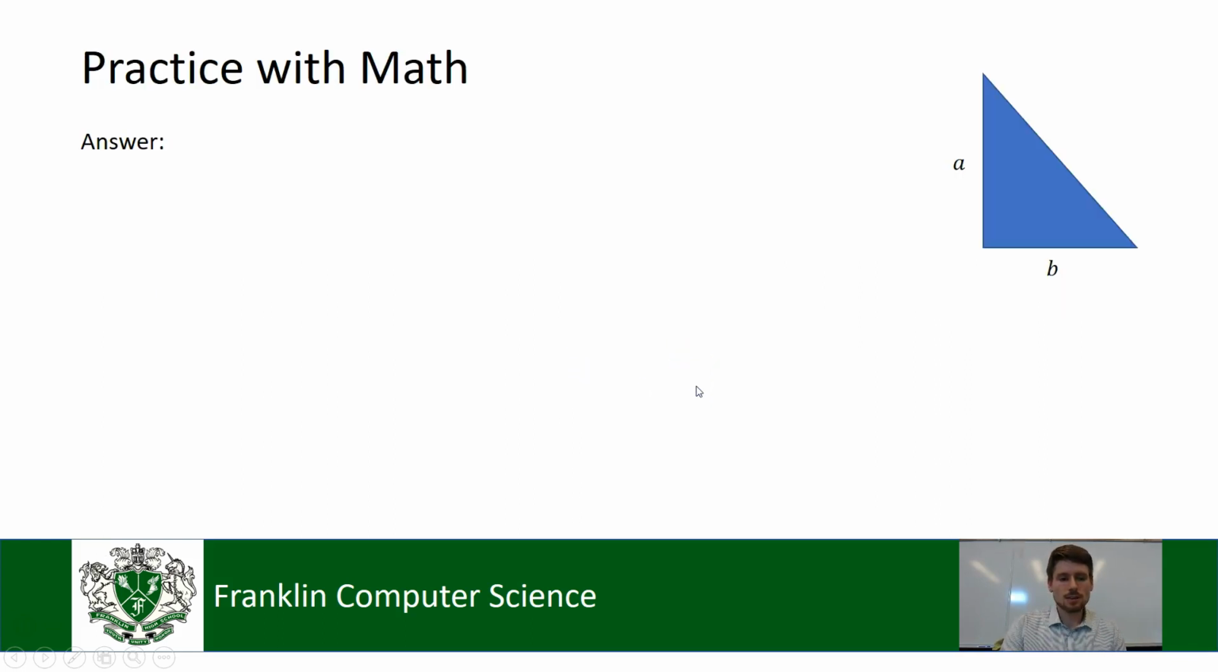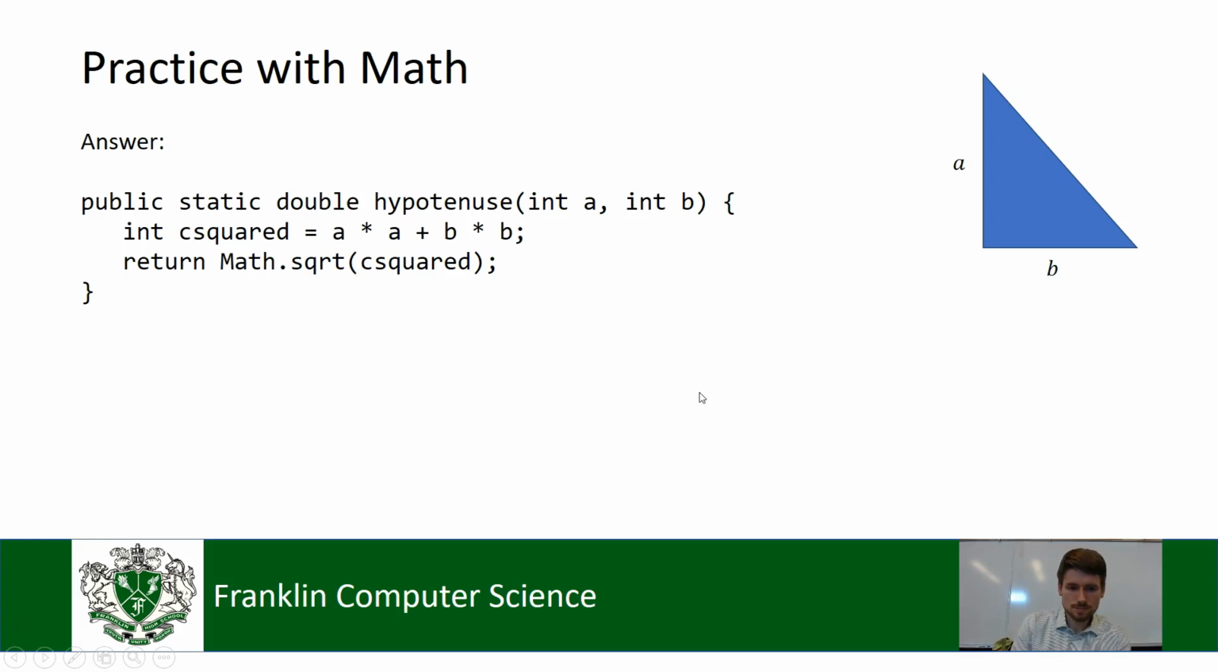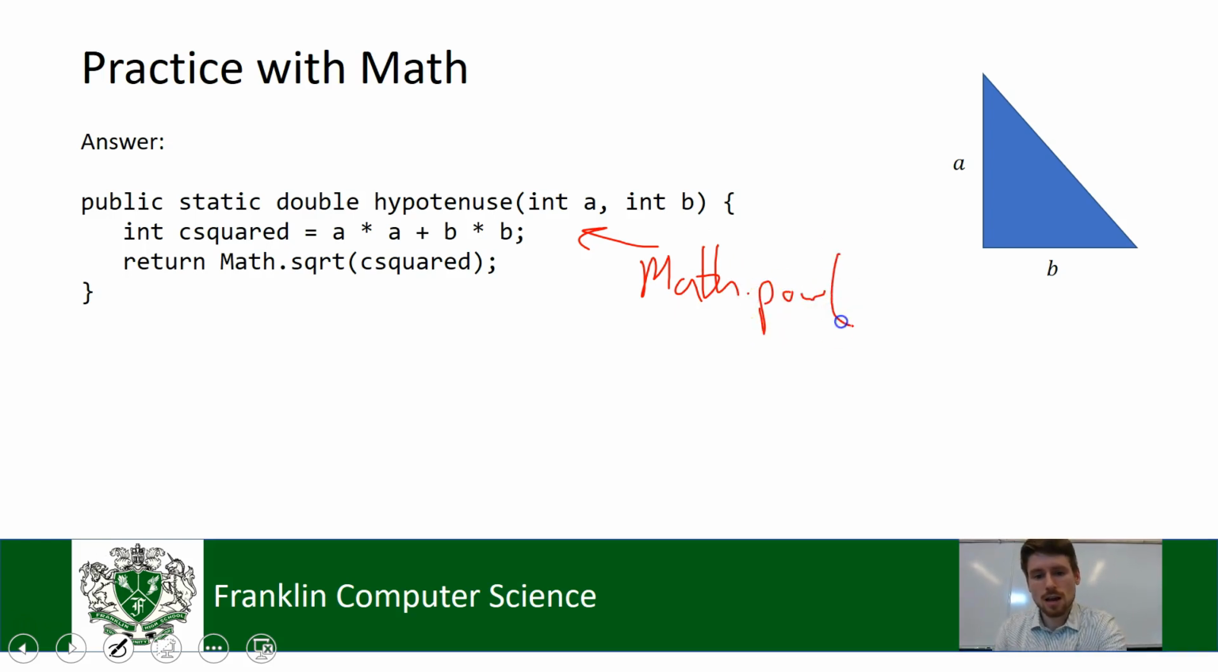Okay, so here's the answer to the hypotenuse problem. There's a lot of ways you could have done this. You could have used math.pow. So if you had done math.pow, then over here, instead of A times A plus B times B, you could do math.pow A comma 2. That's going to square A, plus ditto B comma 2, and that would square B. Or you could have just done what I did, which is A times A plus B times B.